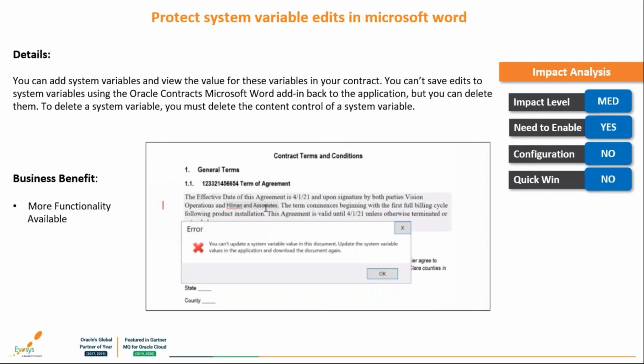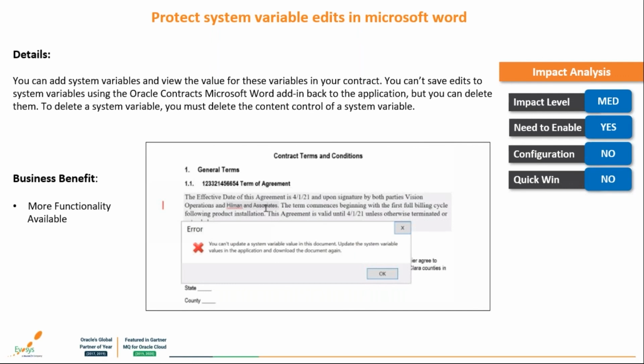The feature improves the user experience when editing contracts in Microsoft Word. In your contract, you can add system variables and see the values of variables. You can't save changes to system variables back to the application using the Oracle Contract Microsoft Word add-in, but you may delete them. To remove a system variable, you must first remove the system variable's content control.